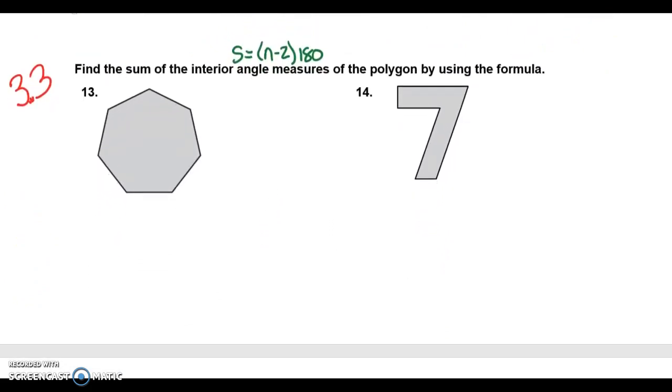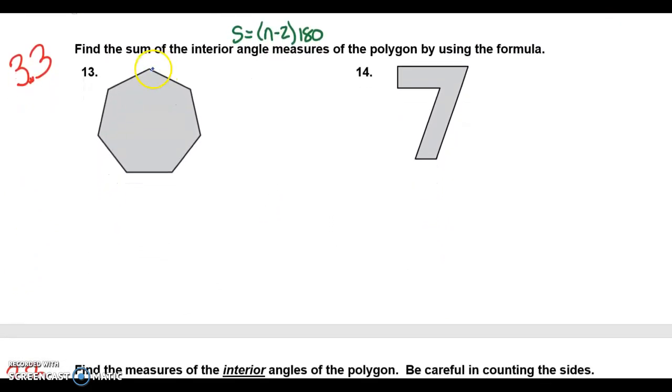This is from section 3.3. Find the sum of the interior angle measures. You can always use this formula. So first thing, make some marks to count. So there's 1, 2, 3, 4, 5, 6, 7. N equals 7. That is the number of sides.